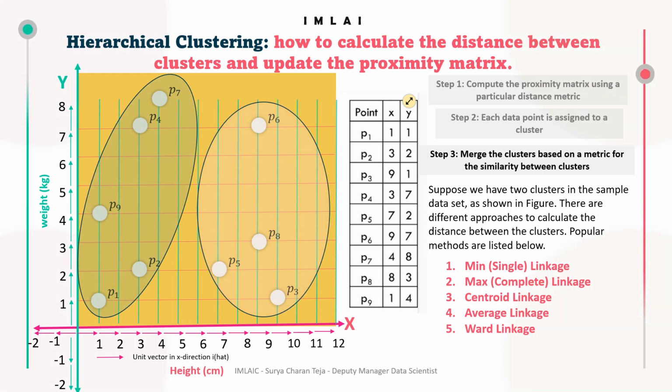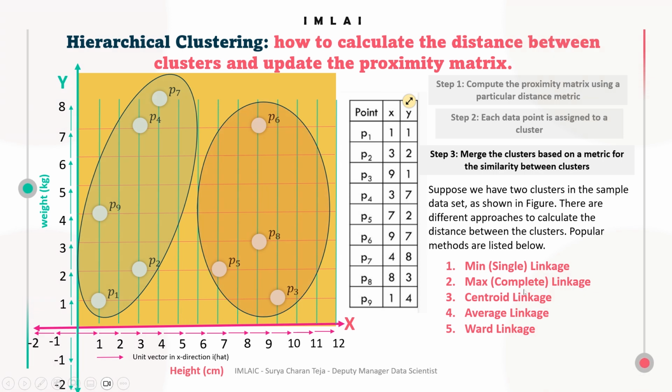So after that you have to minimize. Then once you have calculated the distances, you have to merge the clusters based on a metric for the similarity between the clusters. You will see the similarity between the clusters, and you will merge based on that. So that's step 3. To achieve step 3, we can use the following approaches.